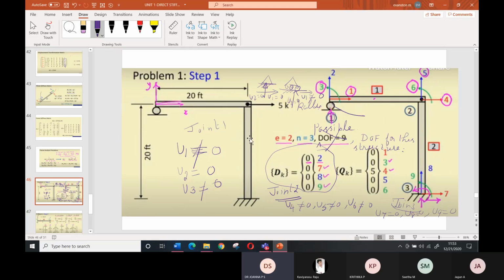That is joint number 1. What is the degree of freedom? Joint number 2 and joint number 3. Note the diagram and note it down. And this load vector, I'll explain again.